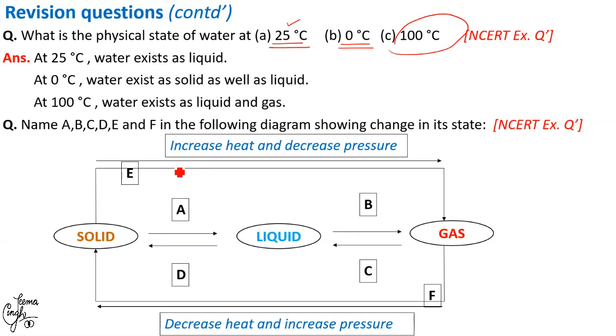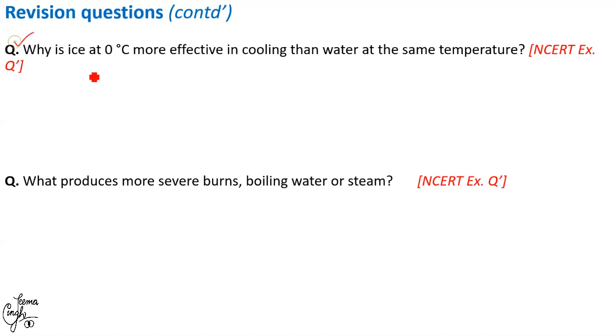Moving ahead, let us do two important reasoning or HOTS questions. These questions are applicable in your practical or everyday lives too. The first being, why is ice at 0 degrees Celsius more effective in cooling than water at the same temperature? Now students, try and understand this. You have ice, the solid form of water. If you have to convert it into liquid form, you need to provide heat, and this heat is known as latent heat of fusion.